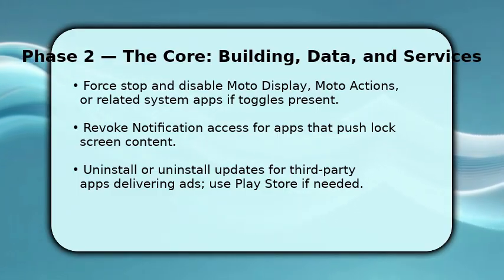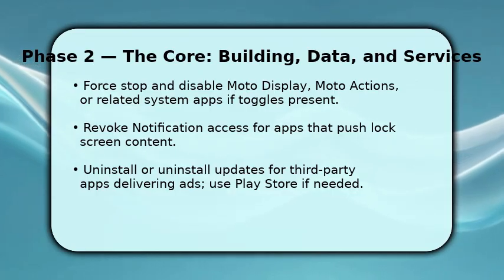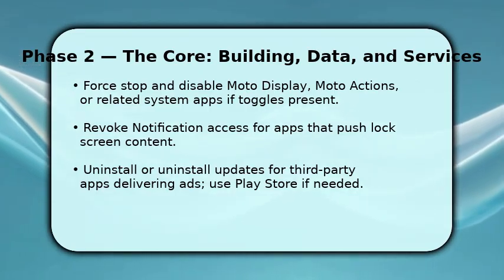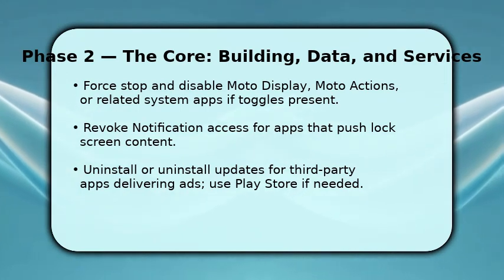If a third-party app shows ads, uninstall it. If you cannot remove it, uninstall updates to revert it to a non-ad state. These actions significantly reduce ad delivery points. Now finish the process and confirm success.